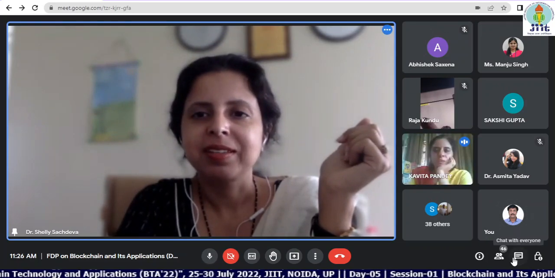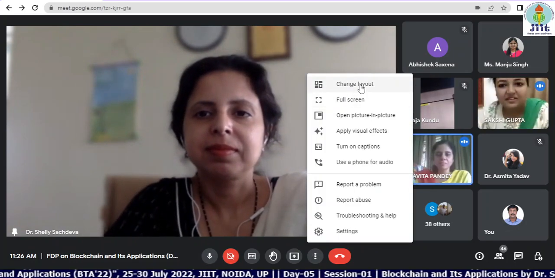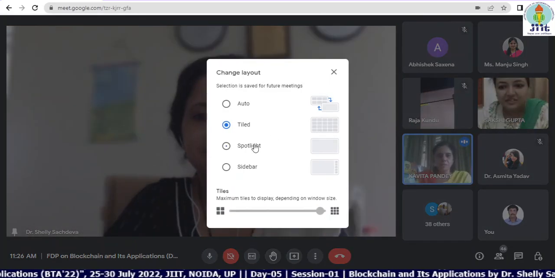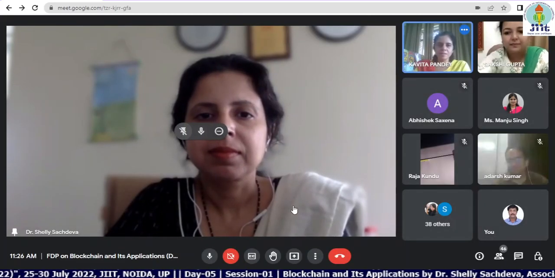We can have a photograph, Sakshi, once again. Yes, and ma'am, Adarsh sir is also here. May I request Adarsh sir and other participants to please switch on your cameras so that we can capture the moments.